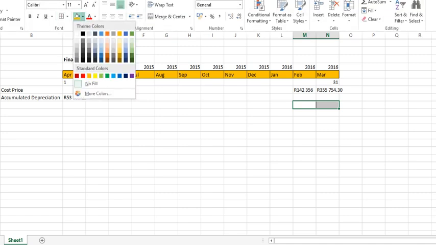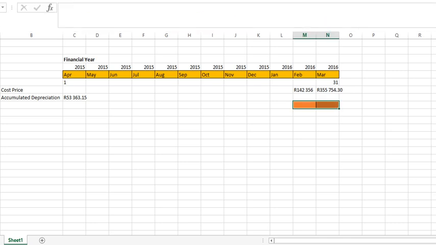Okay, so what we need to do is we need to look at this new furniture and fittings for the period the 1st of February 2016 up until the 31st of March. So for these 2 months, we're going to depreciate this new furniture and fittings, and then we also need to do our older furniture and fittings. So let's start with the new furniture and fittings.